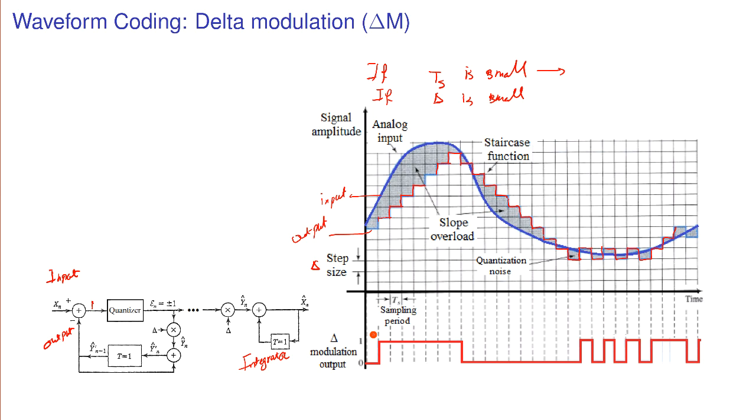Another phenomenon we see here is that we have noise around this area. If your signal is not changing with time, you are still going to have ± delta around that point, because it goes ± around that point. So this is noise. In order to reduce this, either you have to reduce delta or increase Ts, which requires more bits.